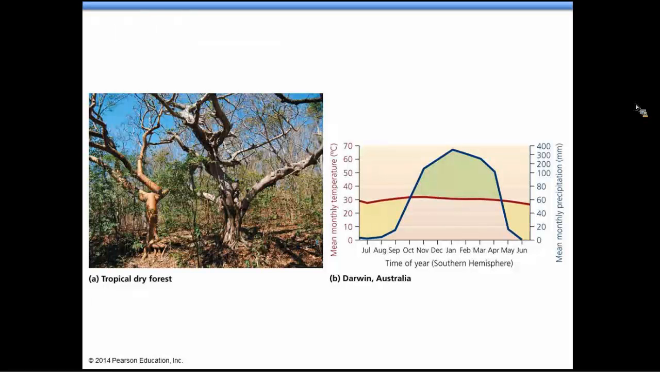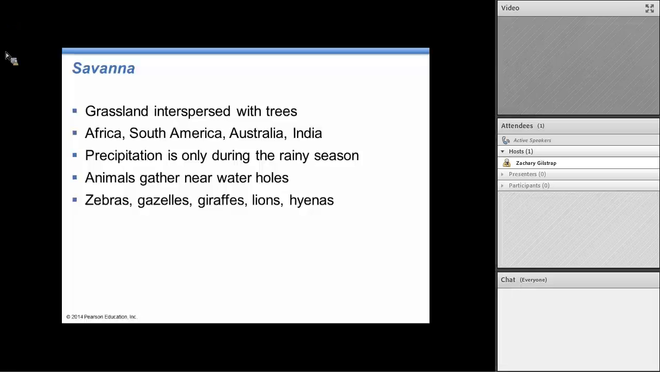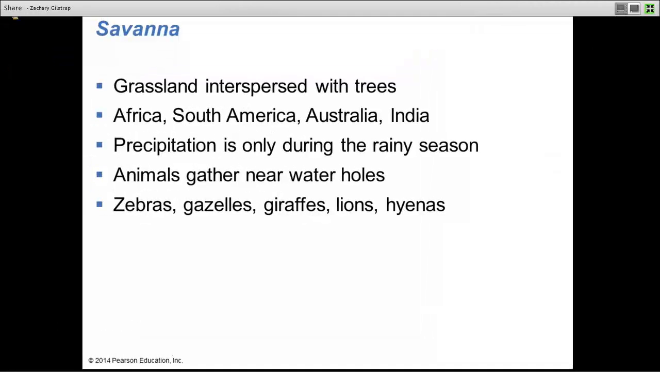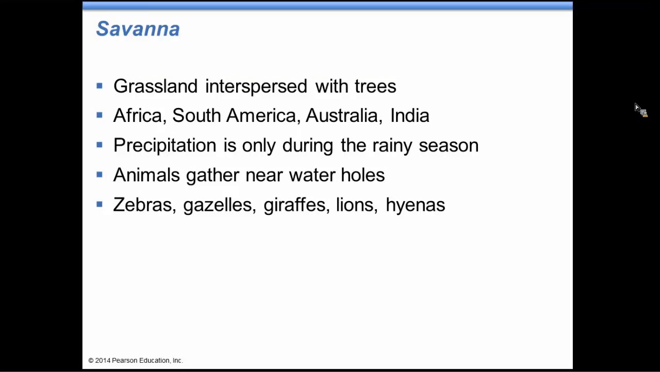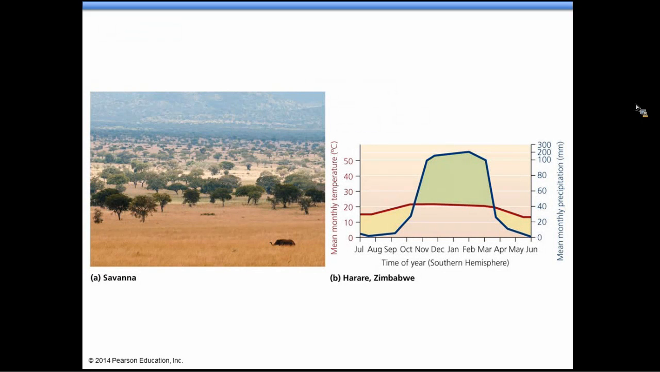However, instead of precipitation all year, we have a dry season. Drier tropical regions give rise to savanna, tropical grassland interspersed with clusters of acacias or other trees. The savanna biome is found across stretches of Africa, South America, Australia, India, and other dry tropical regions. And this is where we see zebras, gazelles, giraffes, lions, and hyenas. And again, it's very similar to the tropical deciduous forest in that it has a dry and wet season, and it's very warm.